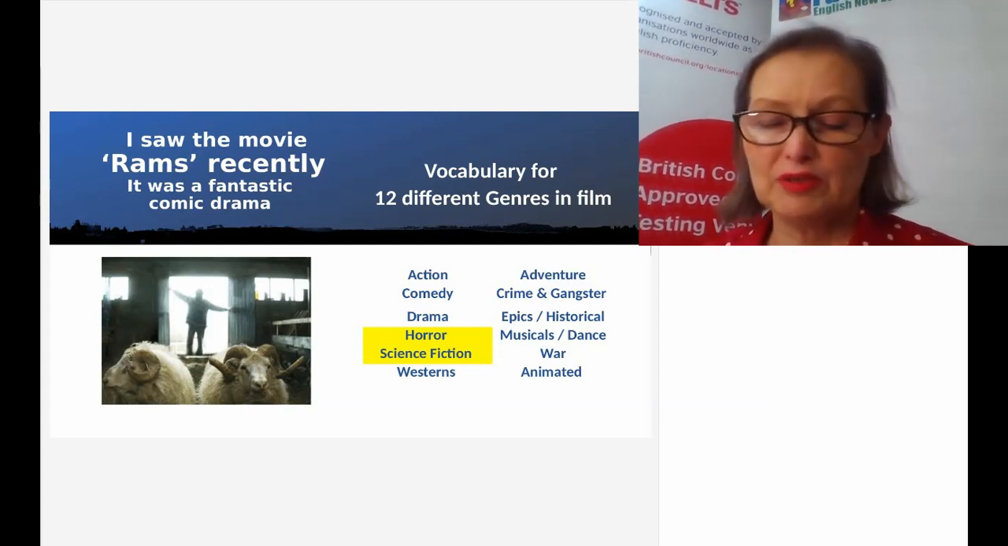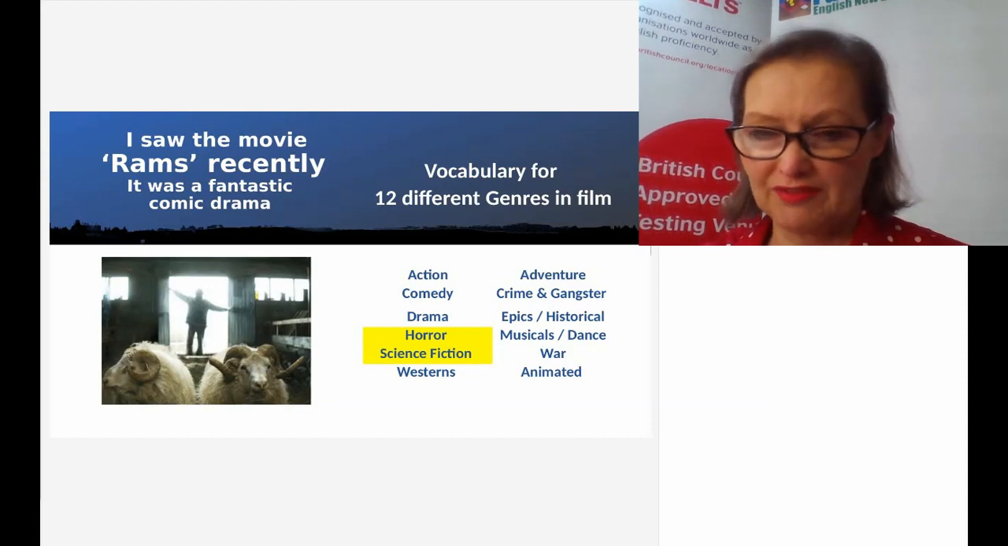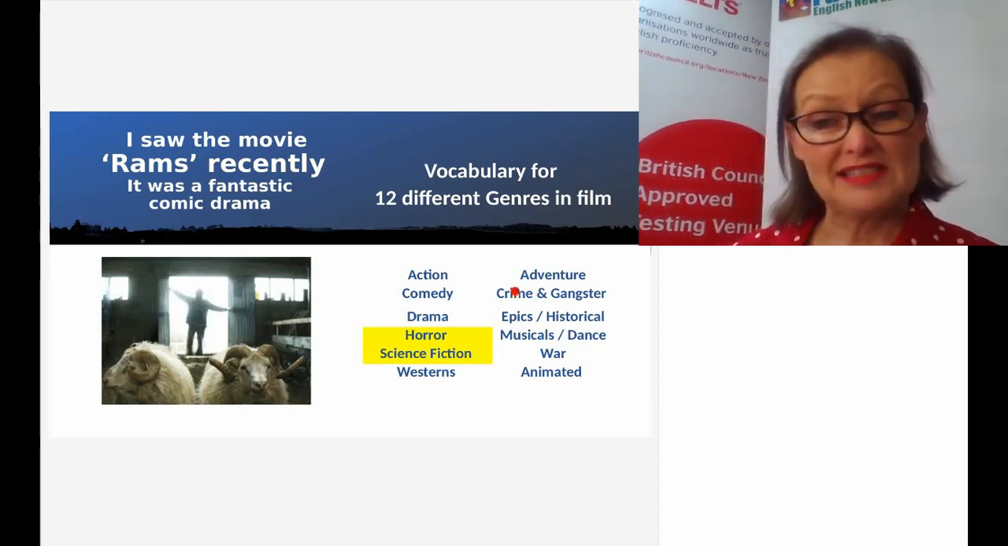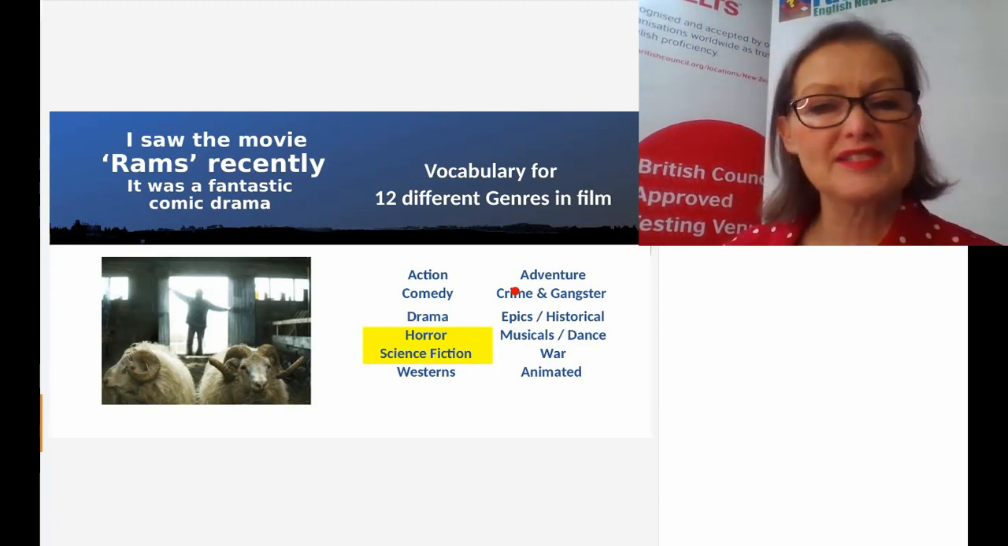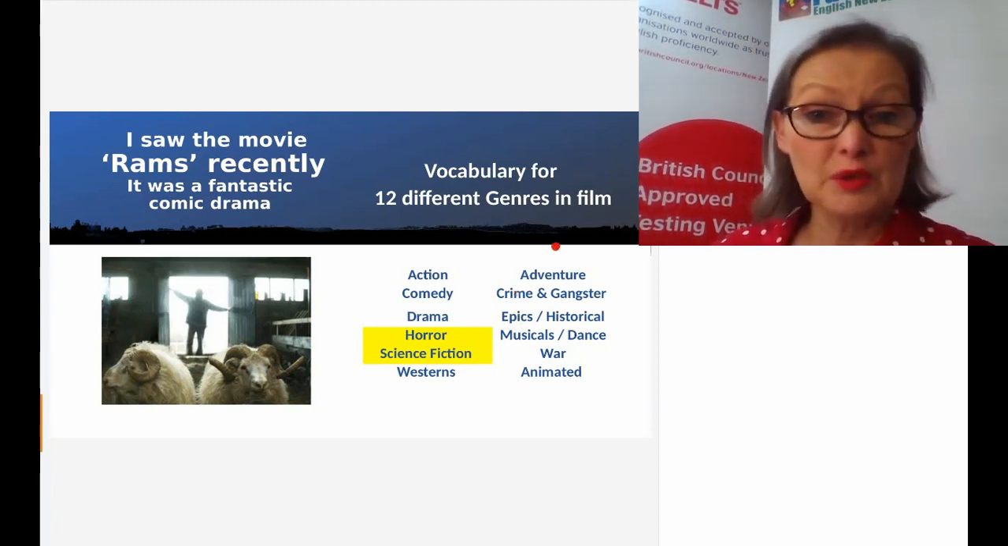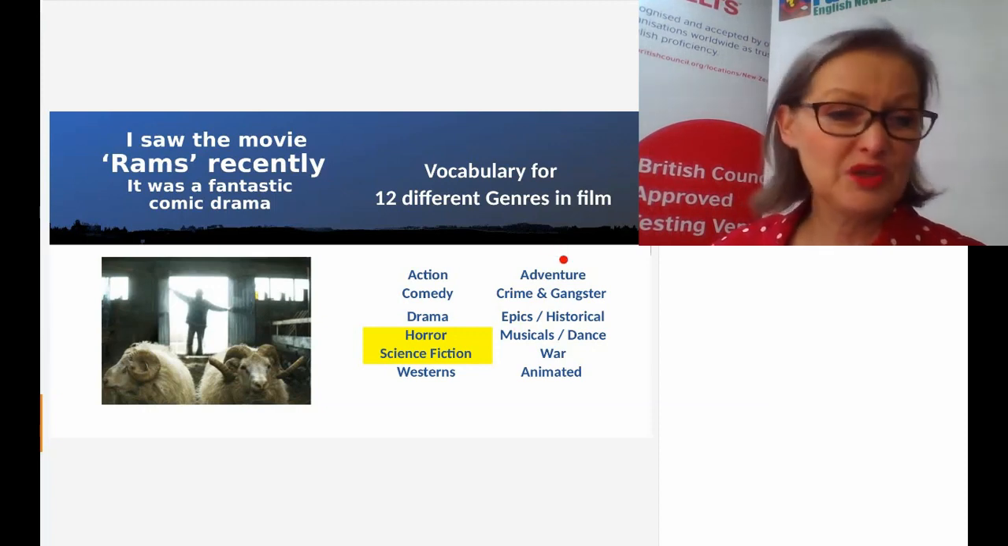Have a look at the vocabulary for our 12 different genres in film. And there we can see horror and science fiction were missing in the previous list. I think they referred to it as sci-fi, and here I'm giving you the full extension, and you can use both. Show the examiner that you can use both.